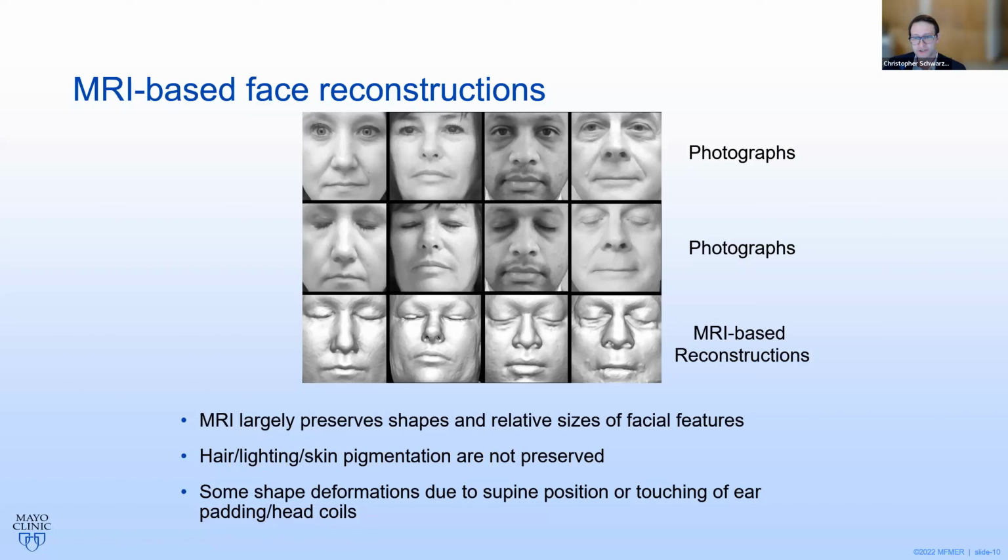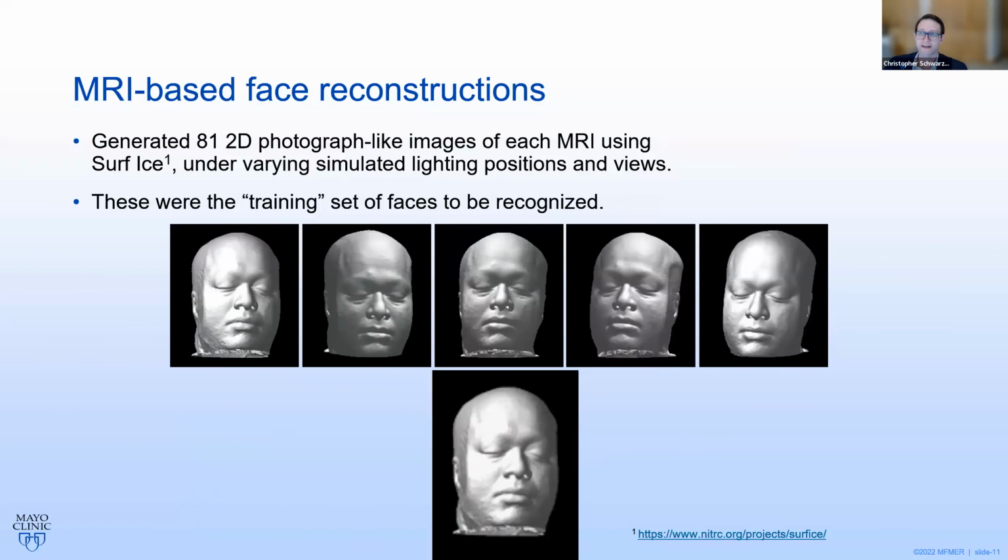And there are some shape deformations due to supine position. You're laying down, everything slides back. Or touching of ear padding and head coils, because you might be squished like this, or you might be squished like this, and those things come out in the MRI. But computers, automatic face recognition, aren't necessarily using these kinds of features that you, a human, might use. Some humans look at these images and say, oh yeah, it's obvious which one is which. Other humans, not so much. But the important question is, could a computer do it automatically?